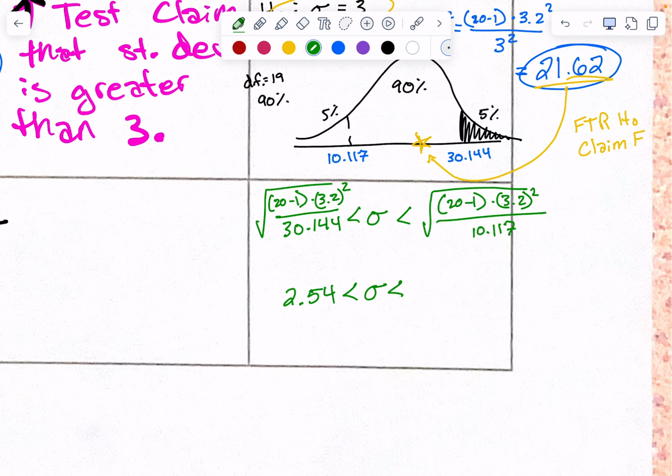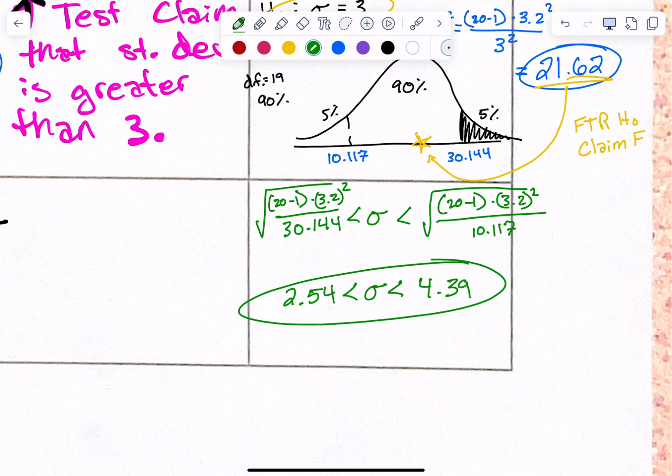Okay, then we change the bottom number and it is 10.117. And I got 4.39-ish. That's what we get for a confidence interval when we do that.